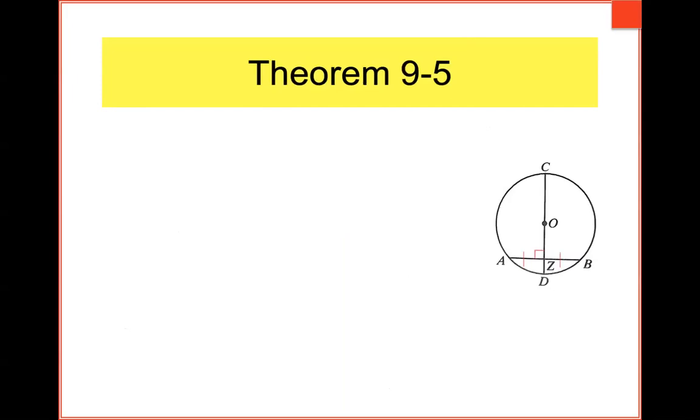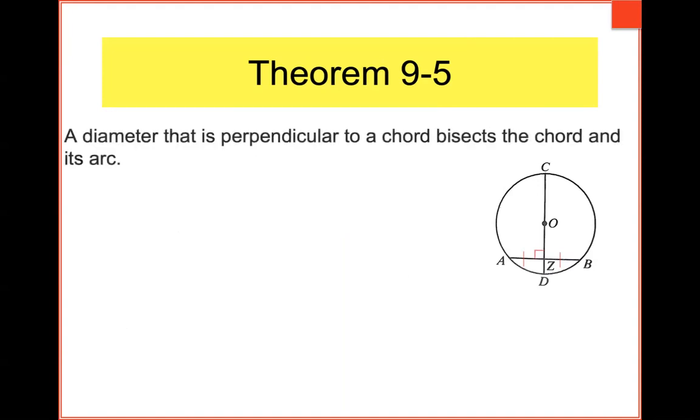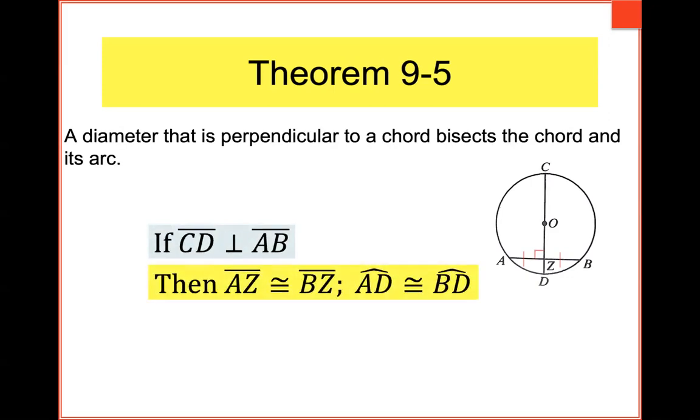This is theorem 9.5. Remember the construction. So the construction is you've got a cross, and where the radius or diameter intersects the chord, it intersects at a right angle. And if that's the case, then it breaks up the chord in half and it breaks up the arc in half. So if we have perpendicular lines there, then the chord is cut in half and the arc is cut in half. Now it says AZ congruent to BZ, but that's the idea. Oh, sorry. All right, put that one on pause, write that one down, and let's move on.